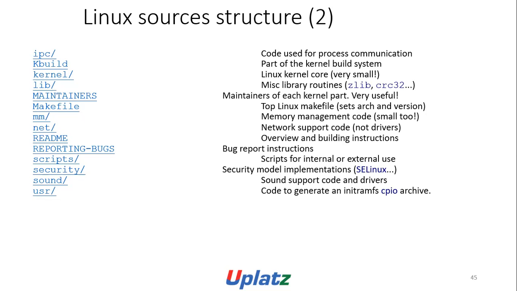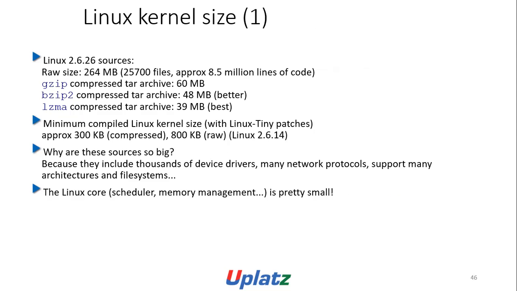CPIO archive. Linux kernel size: Linux 2.6.26 sources, raw size 264 MB, 25,700 files, approximately 8.5 million lines of code. Gzip compressed tar archive: 60 MB. Bzip2 compressed tar archive: 48 MB, better. LZMA compressed tar archive: 13 MB, best. Minimum compiled Linux size: kernel size with Linux tiny patches, approximately 300 KB compressed, 800 KB raw, Linux 2.6.14.